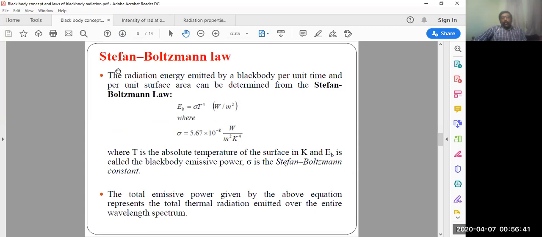An important law used to quantify the radiation emitted from a black body is called the Stefan-Boltzmann law. According to the Stefan-Boltzmann law, the amount of emitted radiation per unit area of a black body is directly proportional to the fourth power of absolute temperature. In other words, the energy per unit area equals sigma T raised to 4, where sigma is called the Stefan-Boltzmann constant.